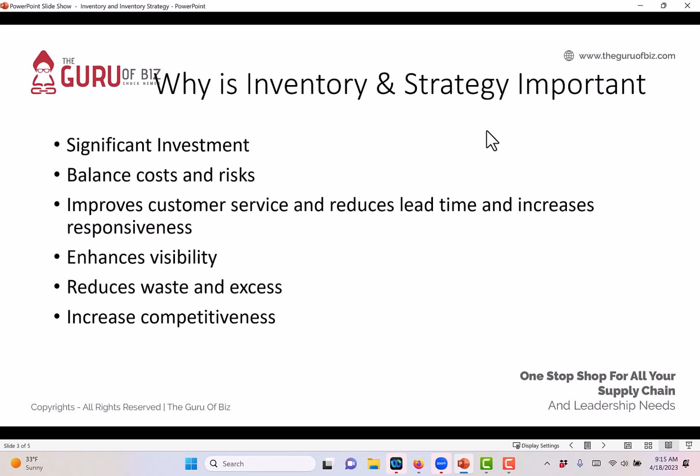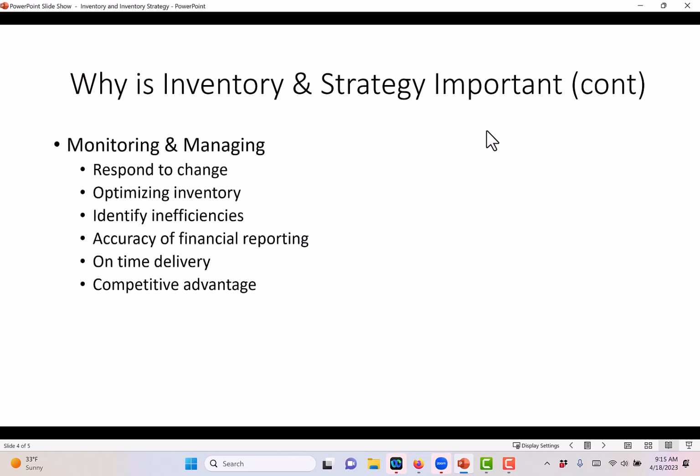Additionally, proper inventory management reduces waste and excess inventory, which, if you think about it from an ESG standpoint, is much more environmentally friendly, and it can save costs associated with disposal, returns, etc. So good inventory management practices can increase a business's competitiveness and enable it to respond more effectively to changing market conditions. Now, going to the next slide here, to add on to it, let's look at the monitoring and managing part of inventory.